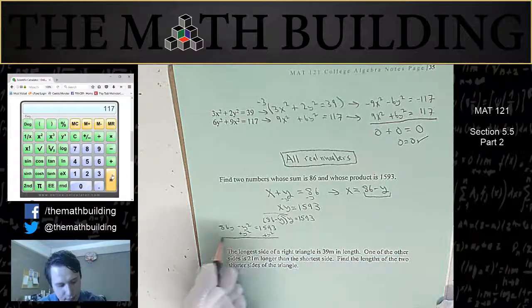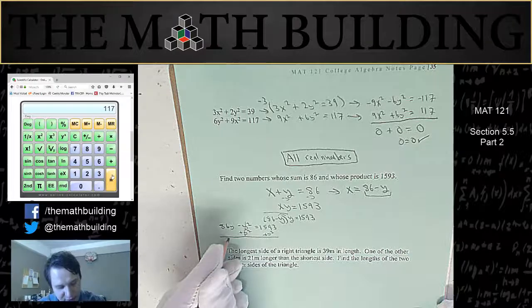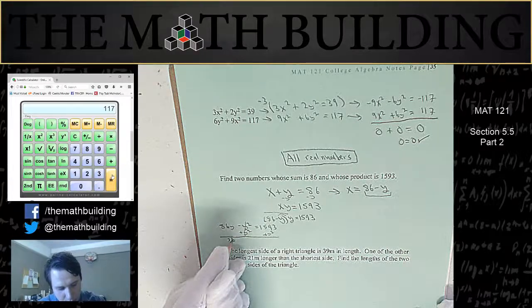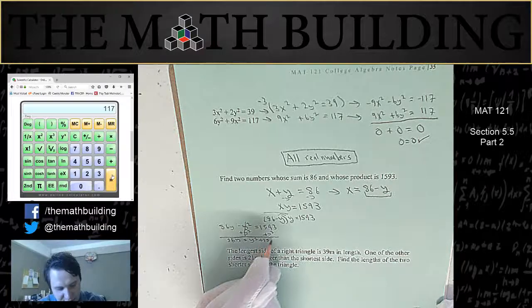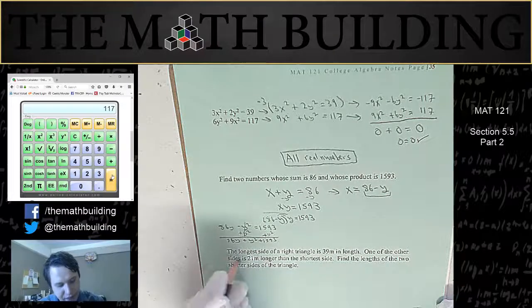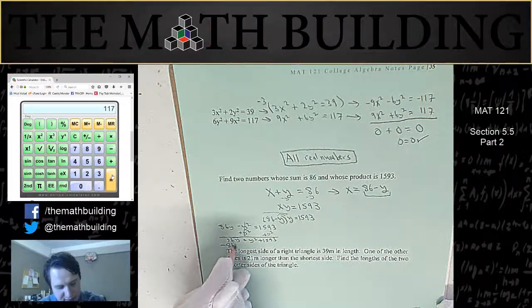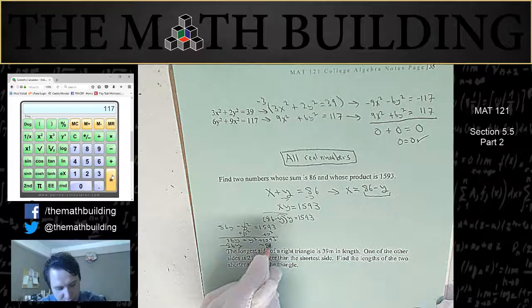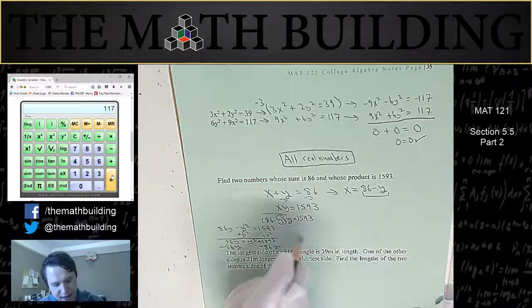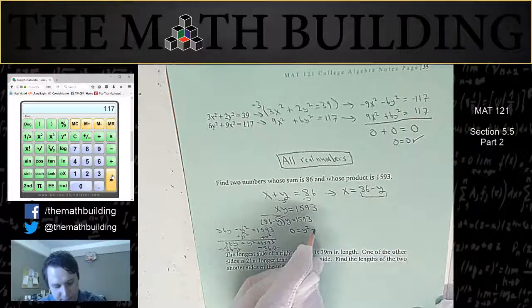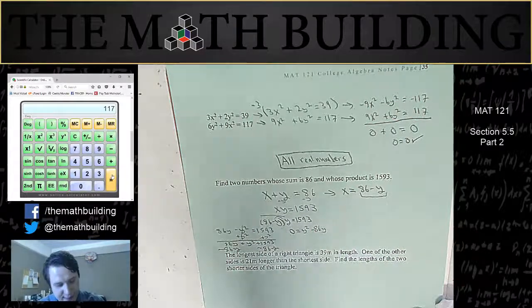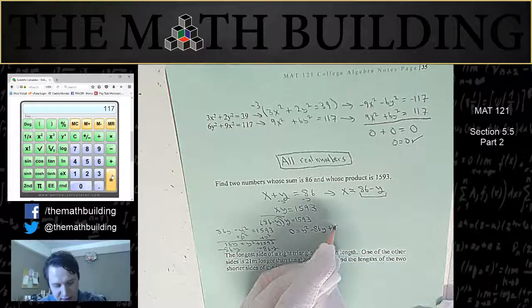And that'll cancel, so that'll give me 86y equals y squared plus 1593. And now I'm going to subtract 86y and move it over here. Okay, so that gives me an updated equation of 0 equals y squared minus 86y plus 1593.